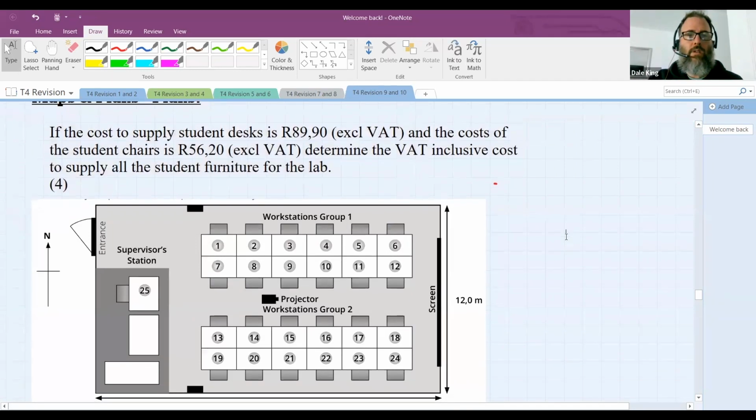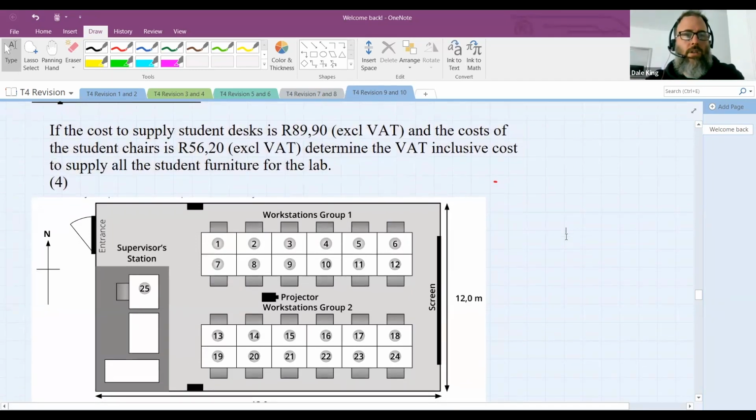Okay, for 4 marks, they want to know what is the VAT inclusive cost to supply all the student furniture for this lab if those are the prices excluding VAT. It should take you 2 or 3 minutes to do this.